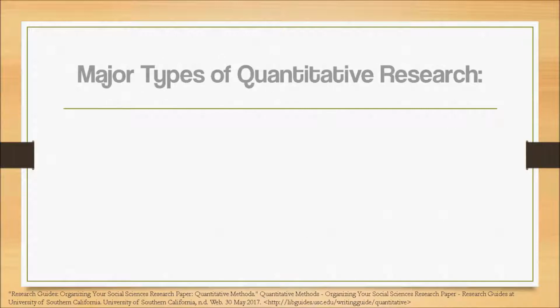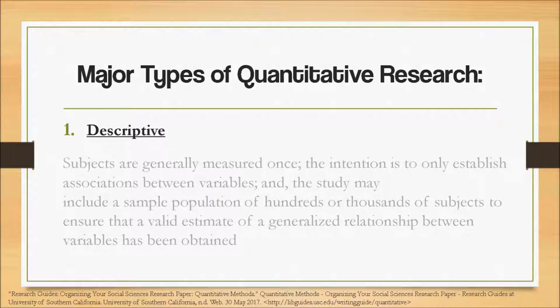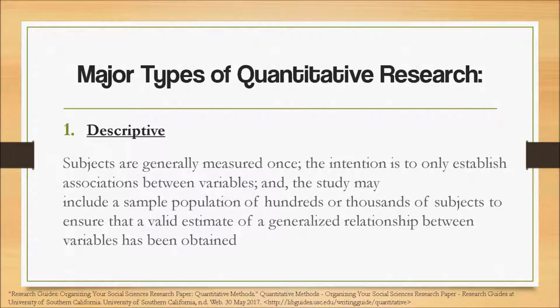Major types of quantitative research. Descriptive type of research. In this type of study, subjects are generally measured once. The intention is to only establish associations between variables, and the study may include a sample population of hundreds or thousands of subjects to ensure that a valid estimate of a generalized relationship between variables has been obtained.